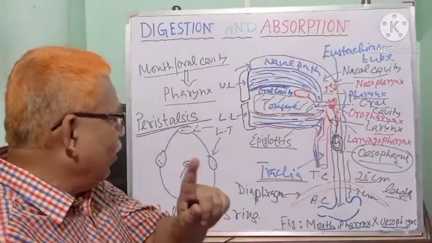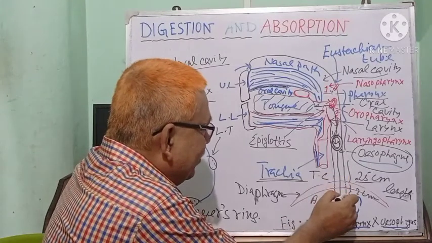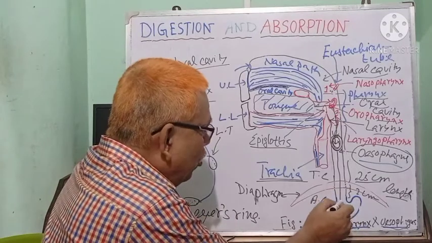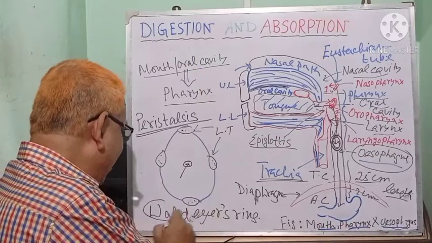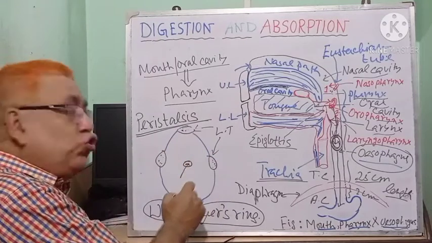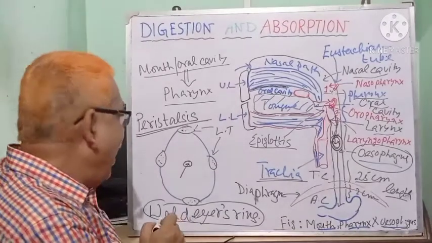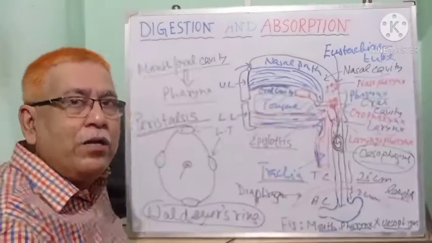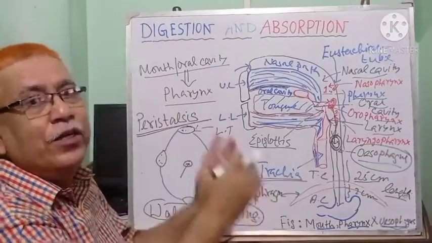And there is another point. This esophagus ends at the stomach. So the next part of the esophagus is the stomach. What is the function of Waldeyer's ring? These lymphatic tissues produce immunoglobulin A and play a vital role in the immunity system of our body. So this is all about the pharynx and esophagus.